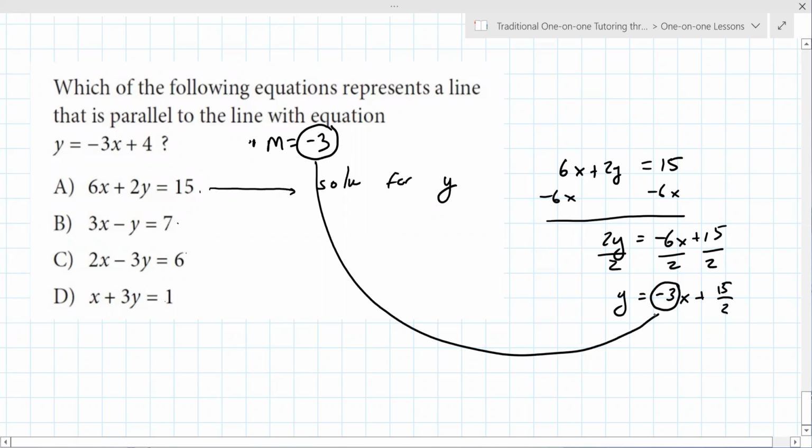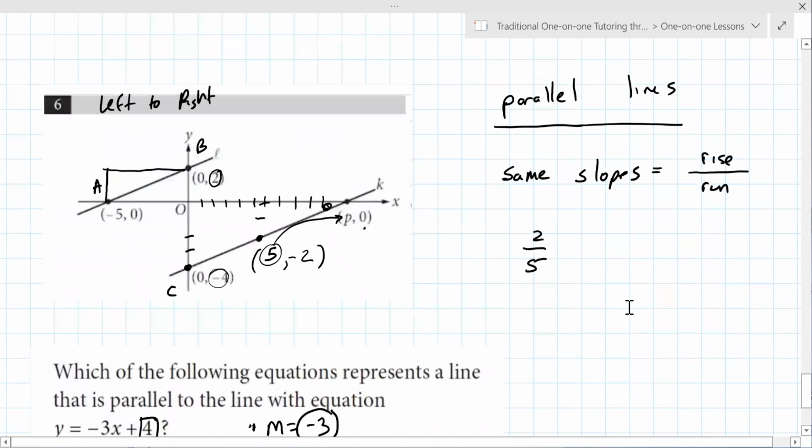Now there's a little additional constraint here. The b values have to be different. They have to be different because then they're in a different place. Otherwise, they'd be the same line. Let me just show you that.